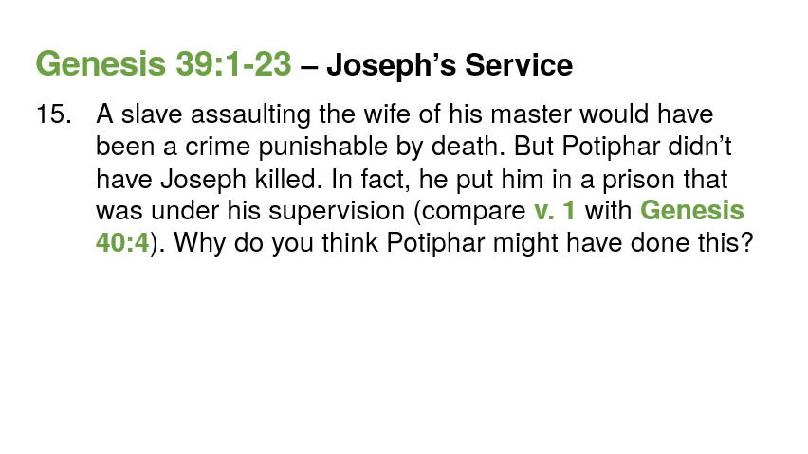15. A slave assaulting the wife of his master would have been a crime punishable by death. But Potiphar didn't have Joseph killed. In fact, he put him in a prison that was under his supervision. We find that out in Genesis 40, verse 4, that he ends up in a prison that was supervised by the captain of the guard. Why do you think Potiphar might have done this? Why doesn't he just put him to death right there and then? That's normally what would have happened.